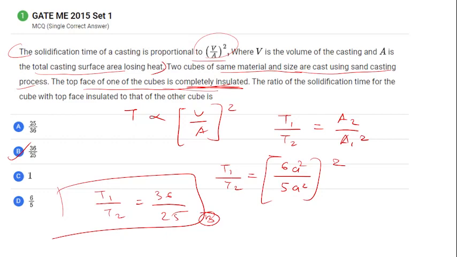See, volume you should remember like that, that V in the V by A whole square, volume is the whole volume of the casting. Okay, it's not for the molten metal, it's the volume of the casting, and the area is the casting surface which is losing heat only.